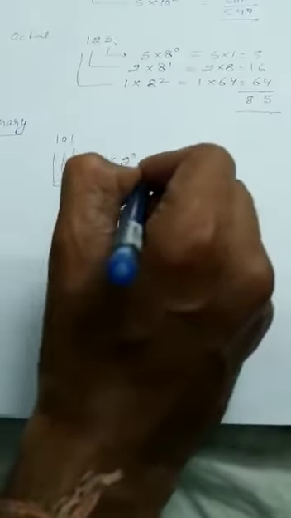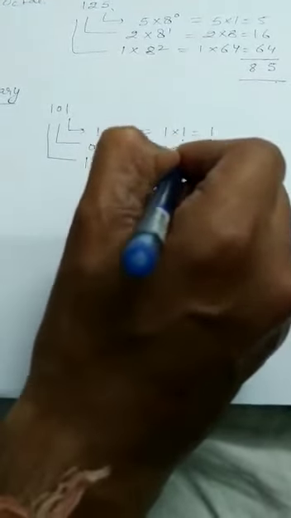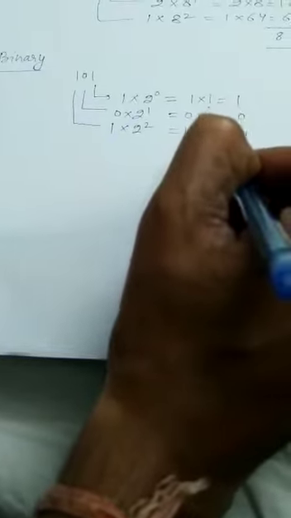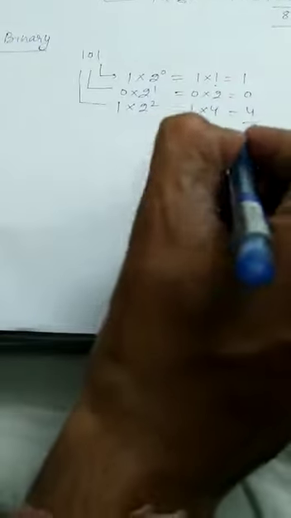Okay, 0 into 2, that is 0, 1 into 4, that is 4. So we will get the number 4 plus 1, 5. So the value of the binary number 101 is equal to 5 in the decimal number system.